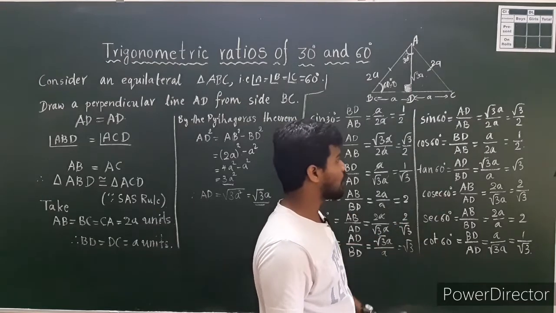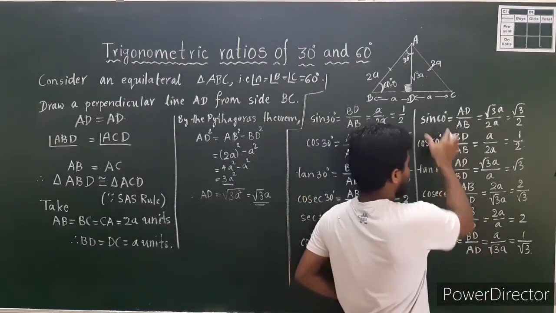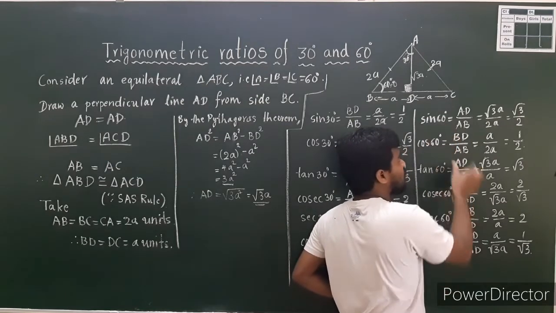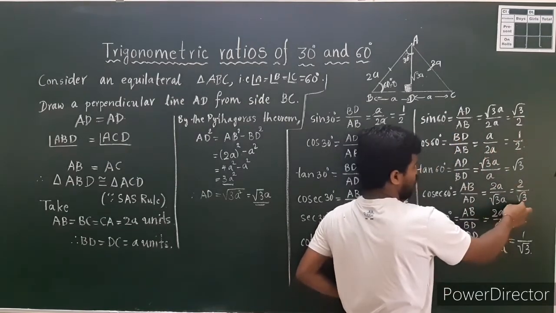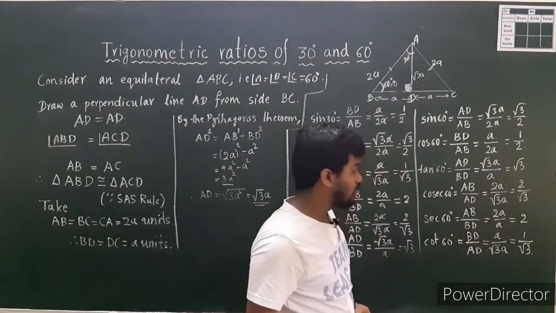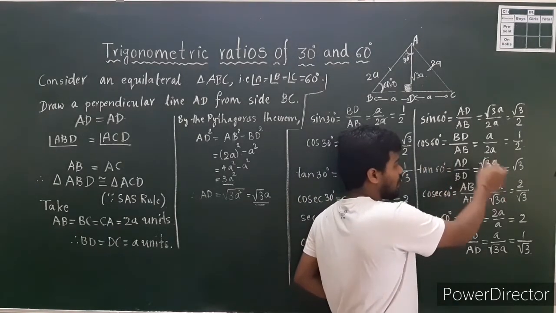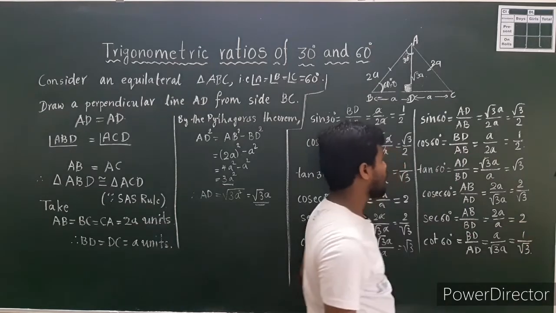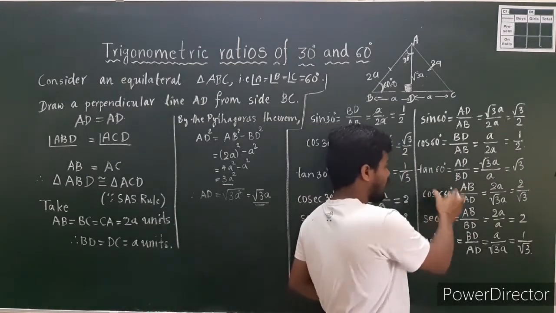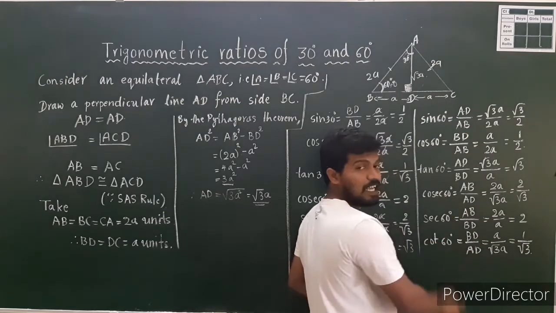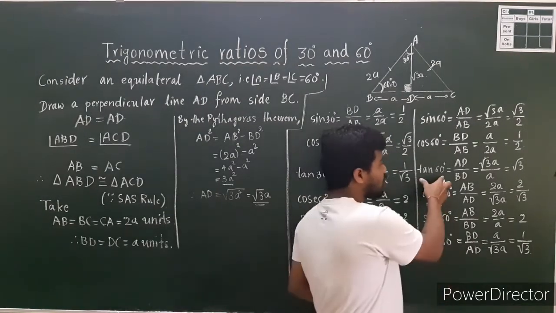So now you just take the reciprocals. So what is the value of cosecant 60 degree? It is equal to 1 by sin 60 degree, so that is 2 by root 3. Next, secant 60 degree is equal to 1 by cos 60 degree, so that is equal to 2. Next, cot 60 degree is equal to 1 by tan 60 degree, so that is 1 by root 3.